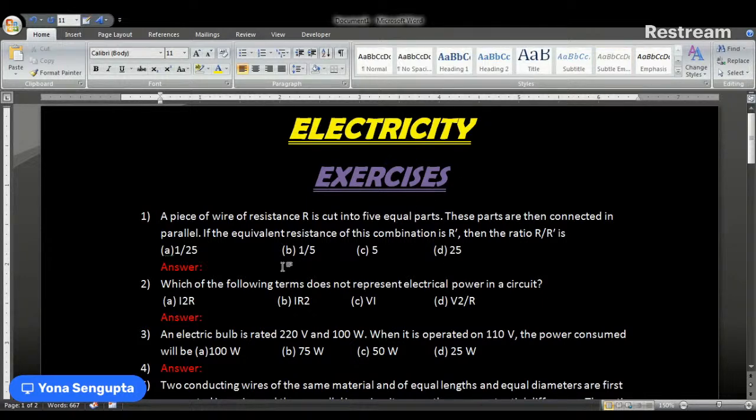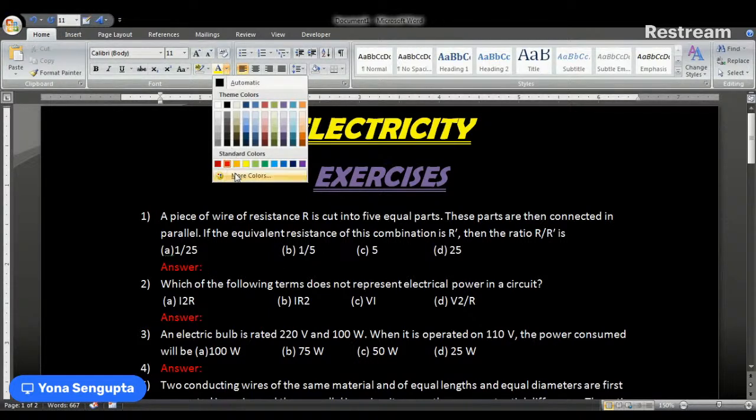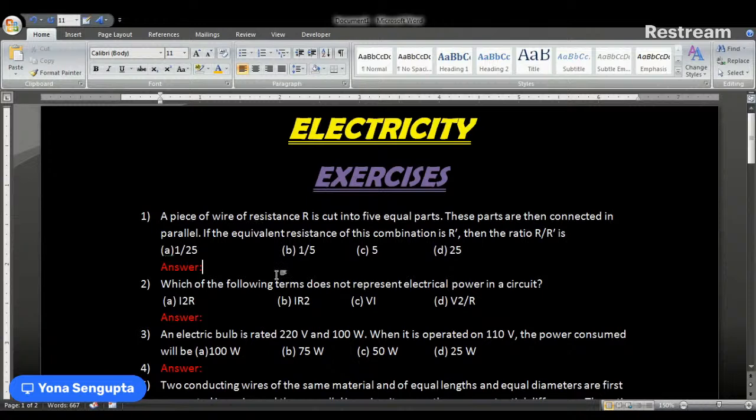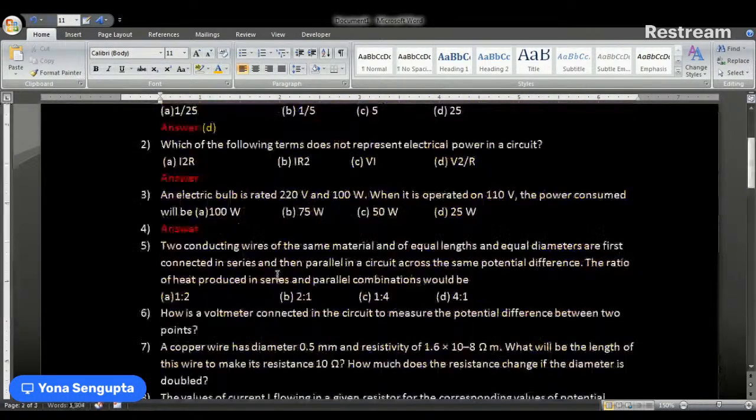So the answer to this is D. The answer to this is 25.